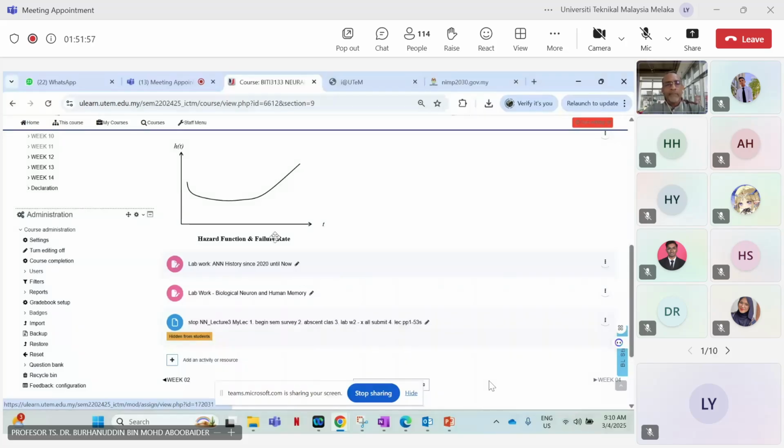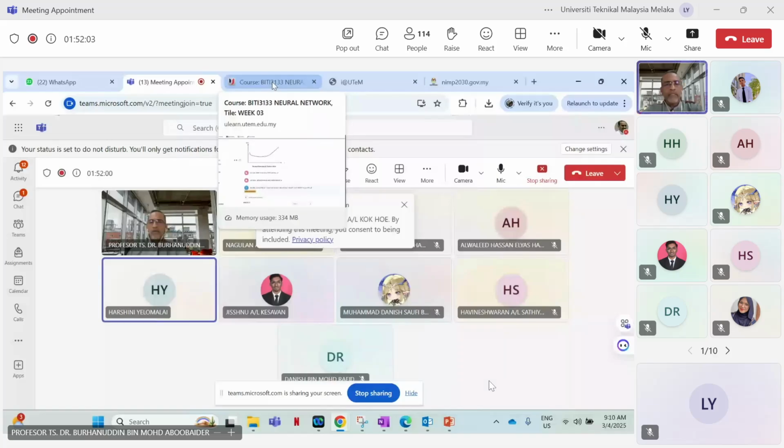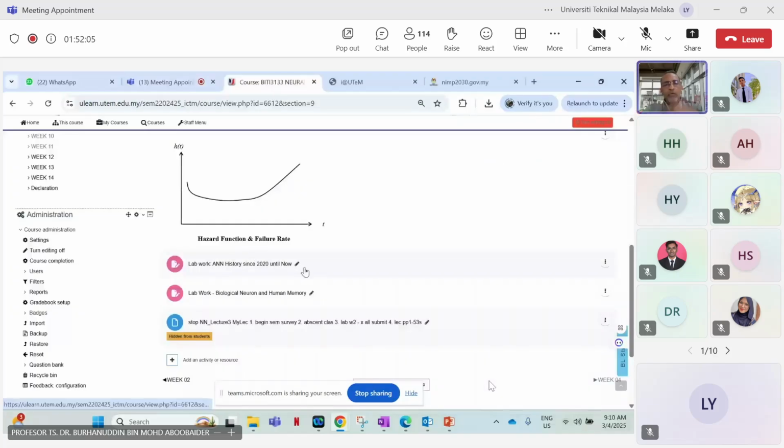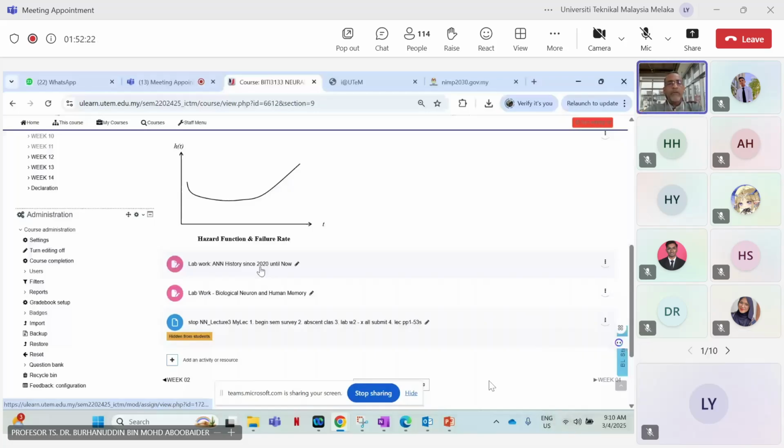Betul tak? Betul, doctor. So now what I want you to do, this week lab, you have to study the history of artificial neural network from 2020 until now. Go to Google Scholar, go to YouTube, go to Google, and then find the more detailed recent history of neural network from 2020 until now, 2025. Can or not? Yes, doctor. So this is the lab work for this week.